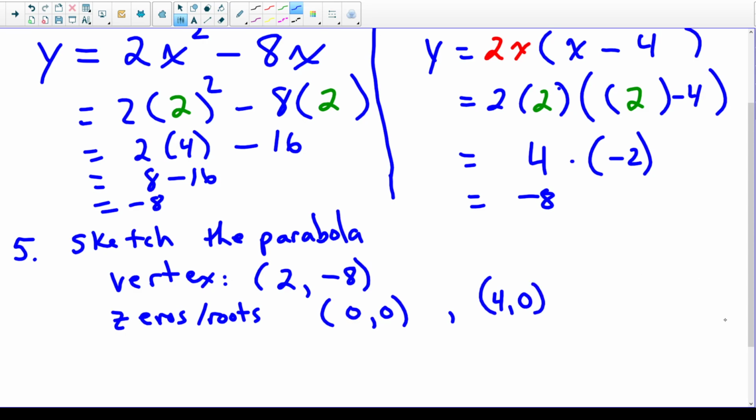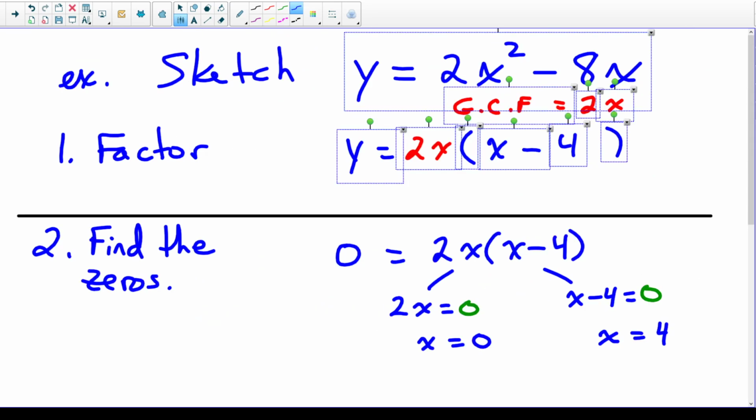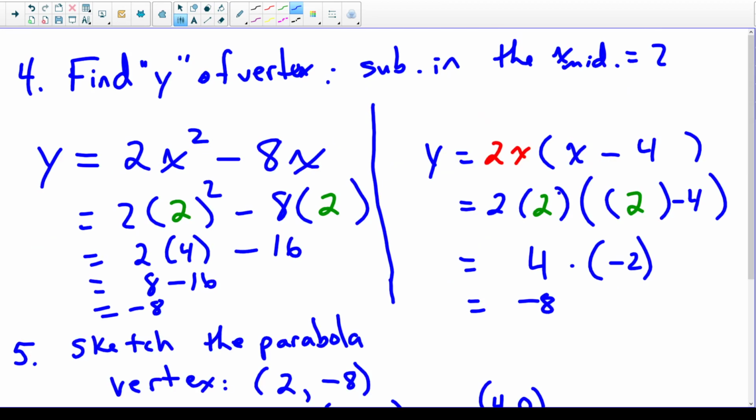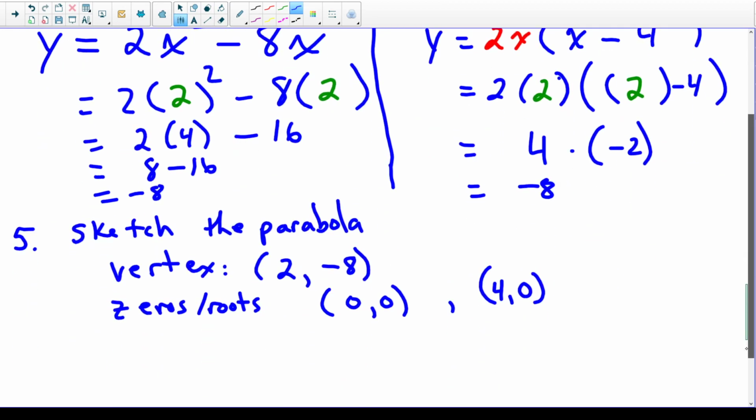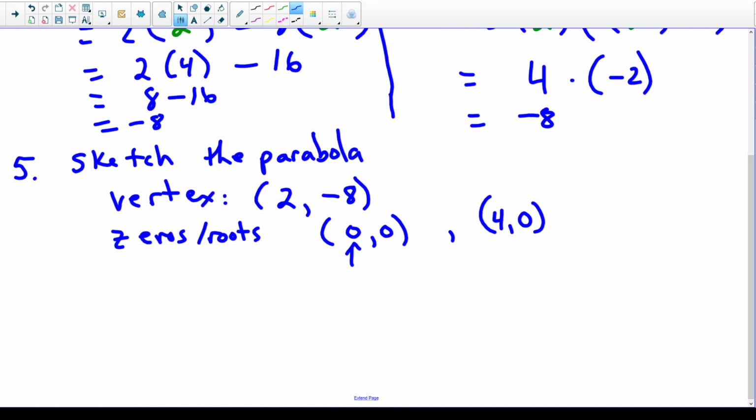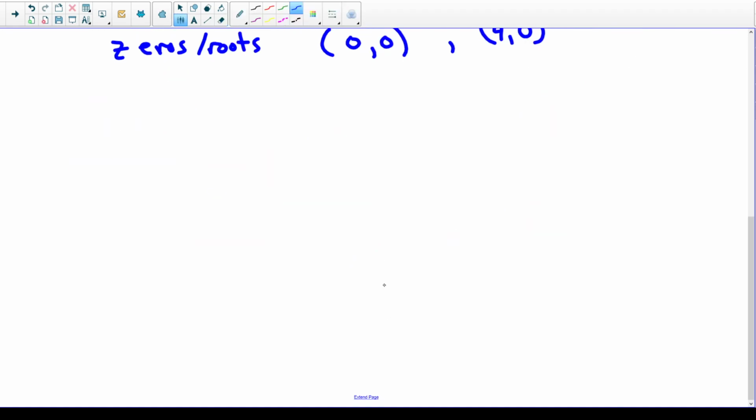Because if I go back one slide here, when we were finding our zeros, we found that x equals 0 is one of our zeros, and x equals 4 is our other zero, right? Well, those coordinates always have a y value of 0. So 0 is the first root, and 4 is the second root, and this 0 is just because it's on the x-axis. So with those 3 points, we can now get a pretty accurate sketch of our parabola.